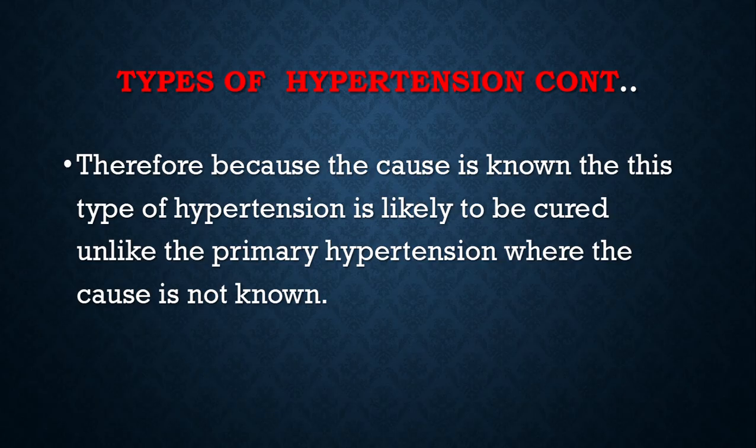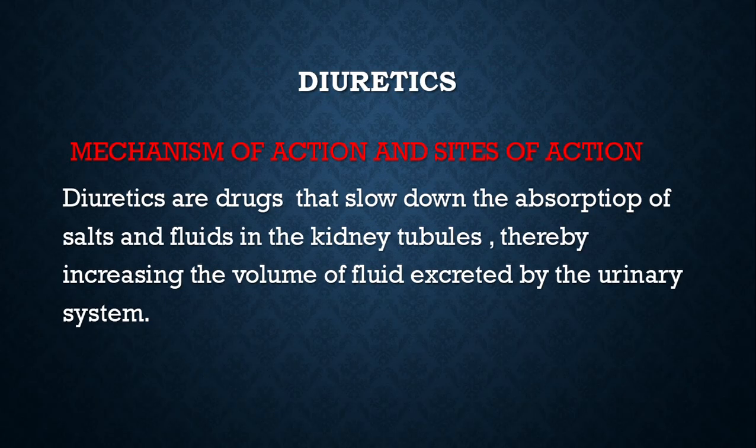Hopefully that makes sense. So now when it comes to management of hypertension, we have different drugs that we use, and we are going to look at those different drugs as we move on. To start with, we are going to start with the diuretics, which are one of the most common drugs used in the treatment or management of hypertension. Now, what are diuretics and where do they exert their effects? The mechanism of action and sites of action are as follows.